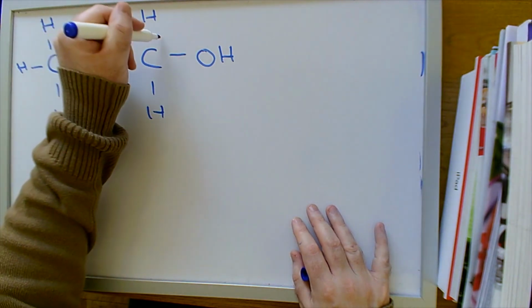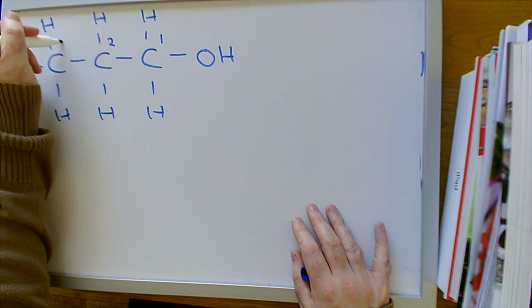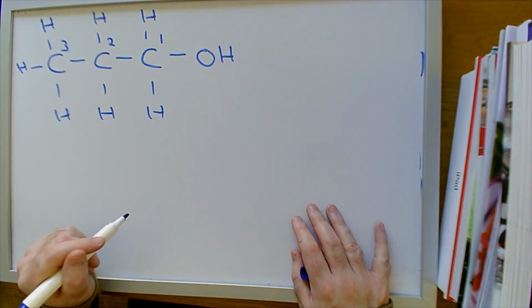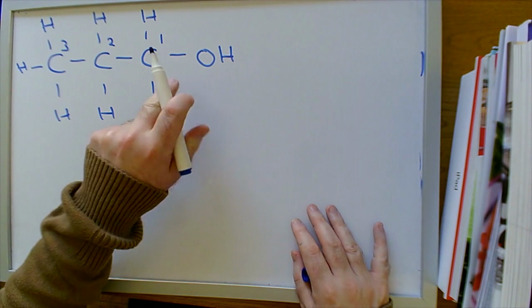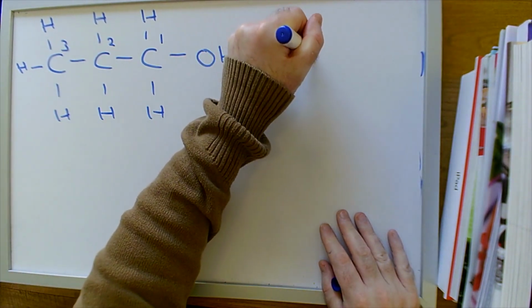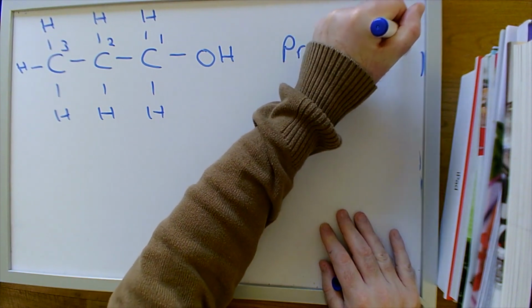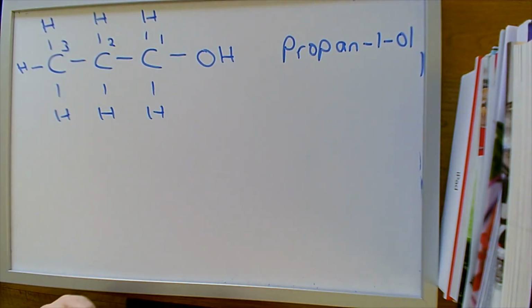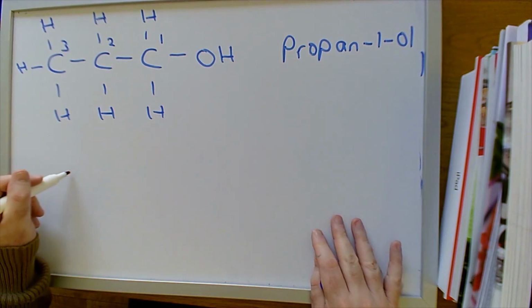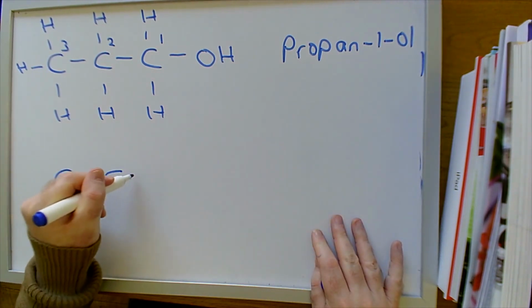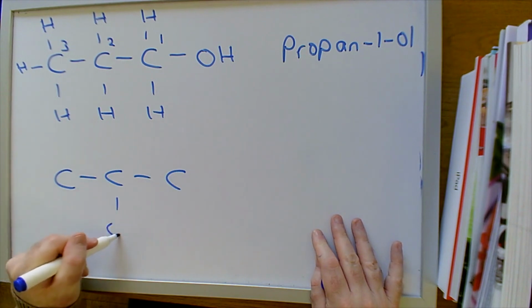So I'm going to count them up, and I'm going to check that every carbon has 4 bonds, and then I'm going to number the carbons, and I'm going to start nearer the OH group. So carbon 1 is next to the OH group. Now this is important because there's two versions of an alcohol with 3 carbons in it. There's one where the OH group is attached to carbon 1, and that's called propan-1-ol.